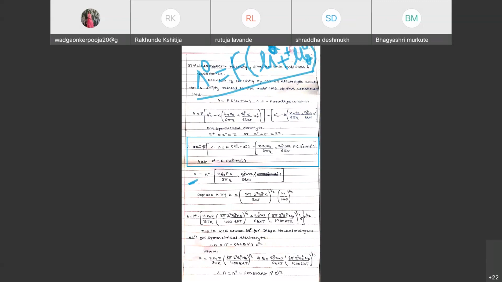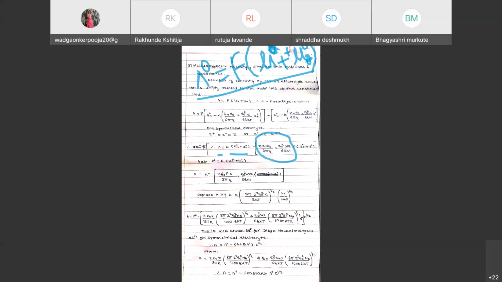Okay, so what will we do? In our equation we have this value, so by placing this value in this equation we will get our equation as lambda is equal to lambda naught minus z into whatever the value is, written as it is.